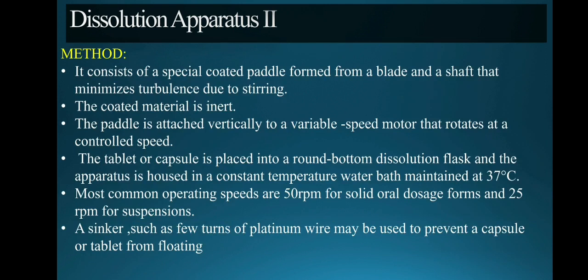Now, the operation of the dissolution apparatus. Here, the apparatus works similar to the way of dissolution apparatus 1, but the difference is that it rotates at the speed of 50 rpm for solid dosage form and at 25 rpm for suspension. And as described before, it has a sinker which prevents the capsule and tablet from floating.